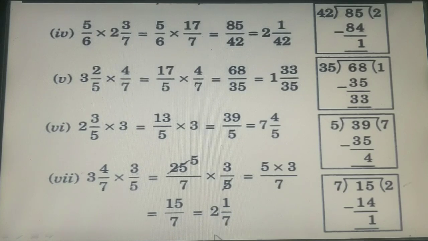Children, I have done all the solutions for you very, very systematically. Kindly go through them and solve them in your registers.